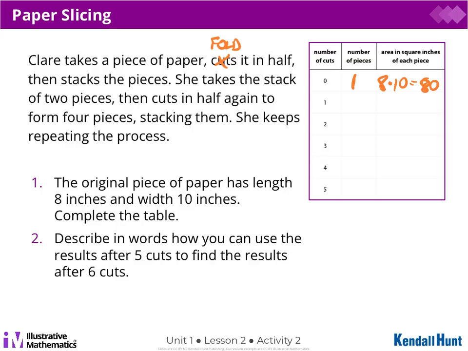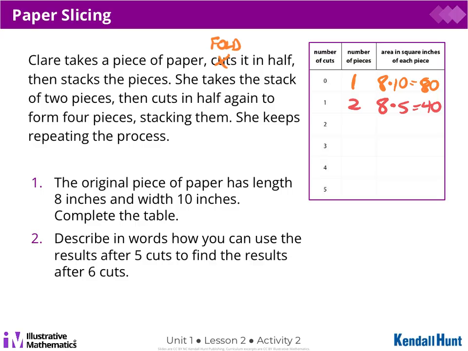Okay, so now just follow the list down. So if I fold it hamburger, which means I fold it down, if I open it back up, I get 2 pieces of paper, 2 sections on my paper. My 8 stayed the 8, the long stayed the long, but I folded the 10 side down, which went in half, and now my area goes down.